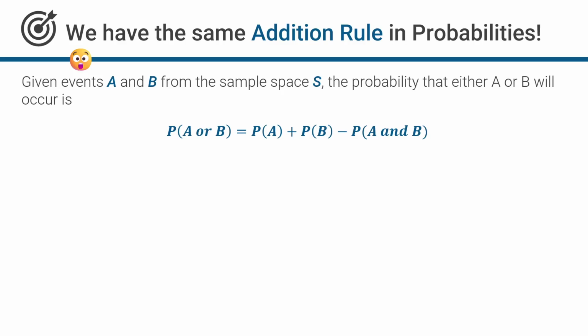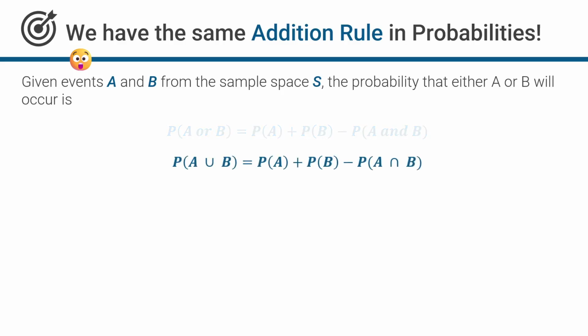Given events A and B from the sample space, the probability that either A or B will occur is: P of A or B is equal to probability of A plus probability of B minus probability of A and B. Or, in other words, probability of A union B is equal to probability of A plus probability of B minus the probability of A intersection B.